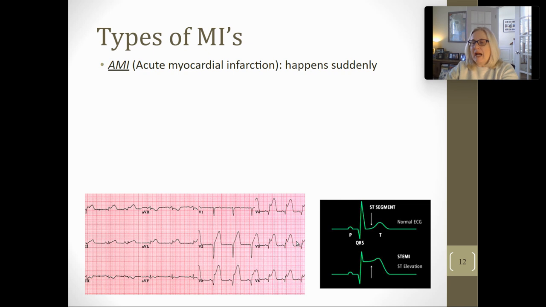So an AMI is just an acute MI. Acute just means it's happening now or just happened. Okay, it's happened suddenly. Acute angles in math, that's how I remember it. Acute angles in math are small, right? They're small angles, less than 90 degrees. So acute means a small amount of time. Okay, so acute MI means it's just happening now.